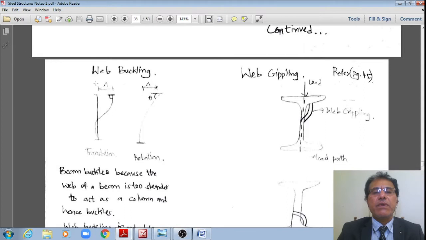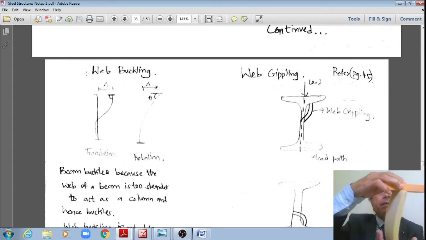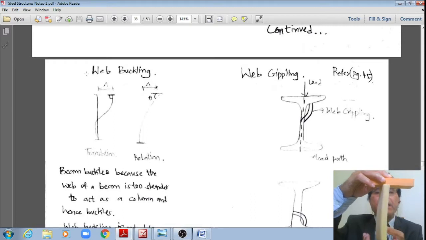Therefore, let us see what this web buckling is. Once the load is transferred onto the web from the flange, the web, which is acting as if a column, will try to buckle. You just see, I am showing this. Once the load is applied, because the web is a very thin element, it buckles in the lateral direction.